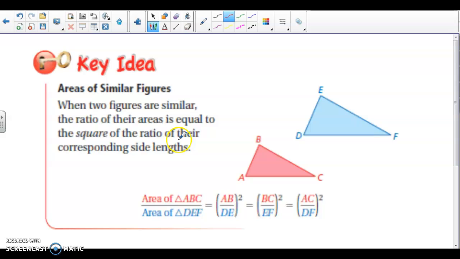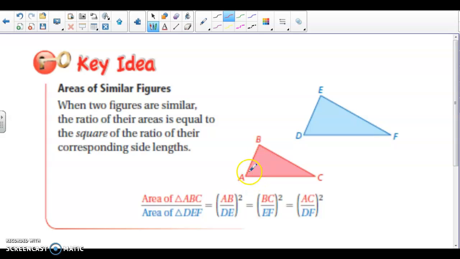Now we can also find areas of similar figures as well as perimeters. It's a bit different though. Area is a two-dimensional measurement. That's why when you find the area of something, you call it centimeters squared or inches squared. So if we want to find the ratio of the area, you find the corresponding side lengths, put them as a ratio, and then you square them. So that's what it looks like here.